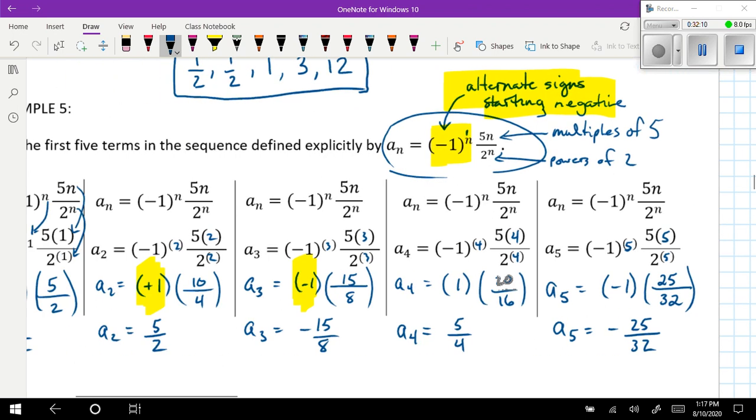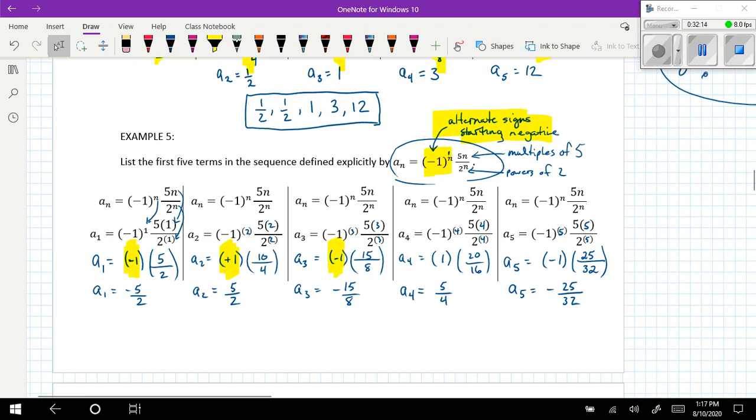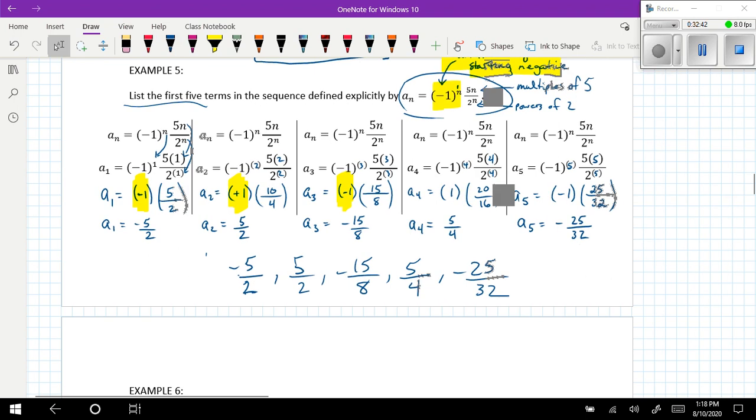All right, I'm going to come back here. I know most of my work is done, but I have to finalize my answer accurately, which said list the first 5 terms. It didn't just say write them on your paper someplace. I need to write them as a list. So my first term is -5/2. My second term is +5/2. I think my screen wants me to go higher. -15 over 8 for my a sub 3, 5 over 4 for my a sub 4, and -25 over 32, and that is going to be my a sub 5.